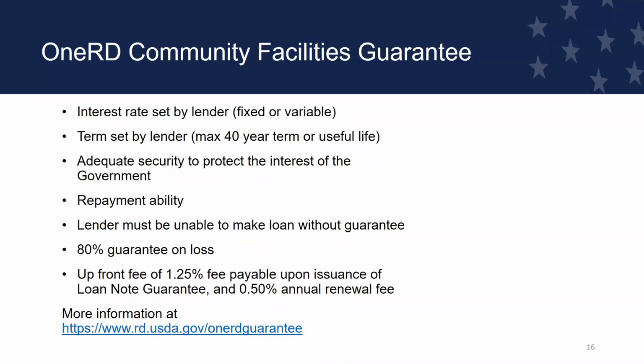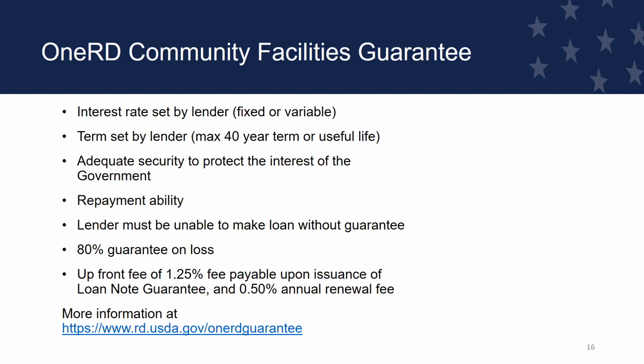What we do with this is a private sector loan from a bank, and USDA comes in and puts an 80% guarantee on that loan. We do require an upfront fee of 1.25%, which is typically passed on to the borrower from the lender, and it has a 0.5% annual renewal fee.